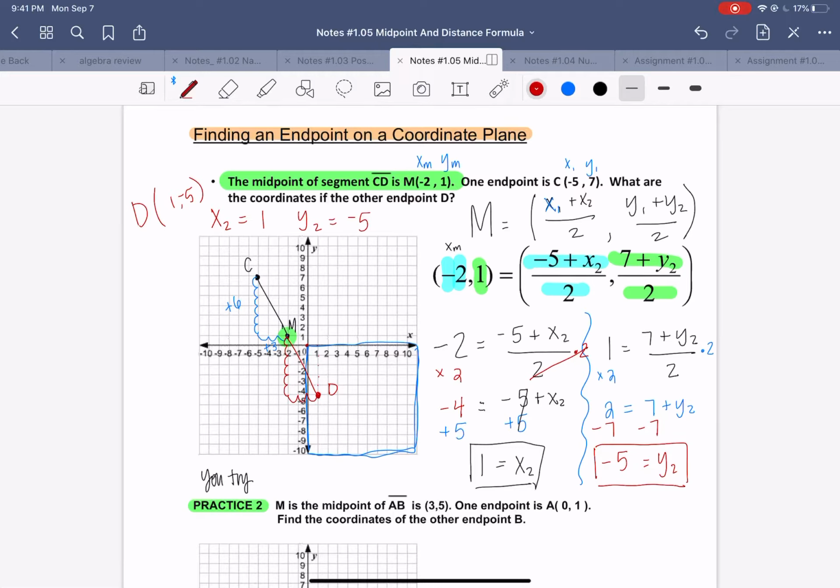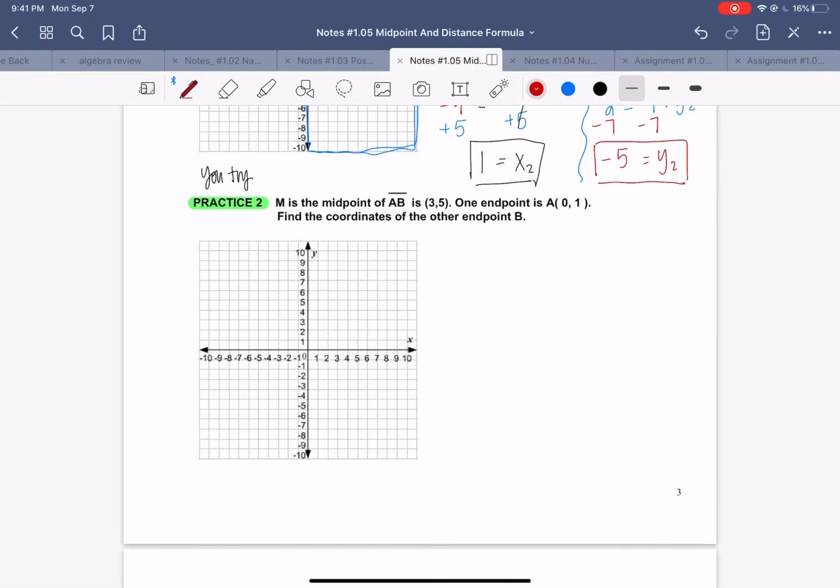Either way, you can do it algebraically, which is a little messy, or you can do it graphically. So here was graphically, and here was algebraically. A little messy, sorry, it's a lot of information. Either way works.